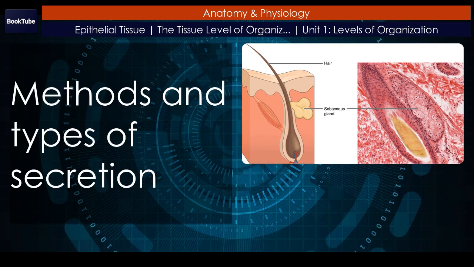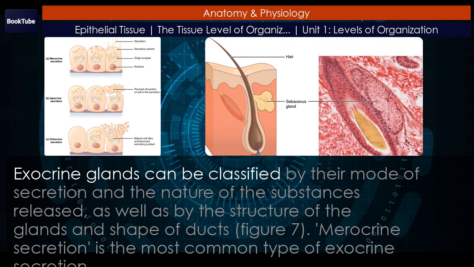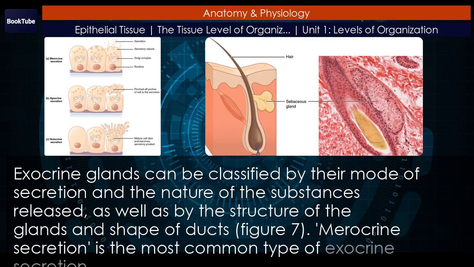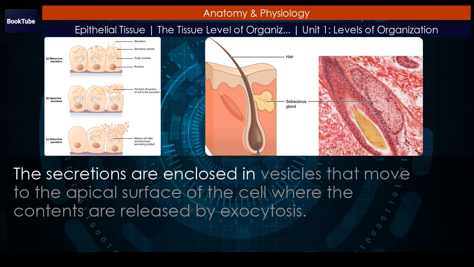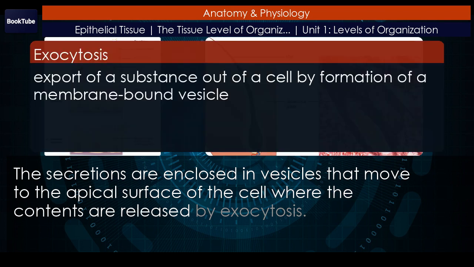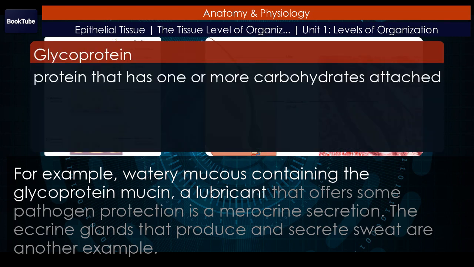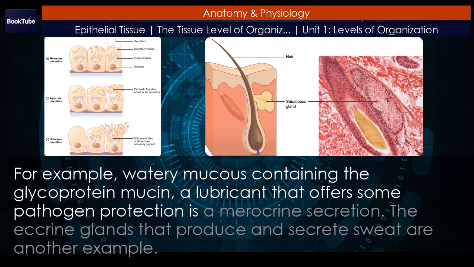Methods and types of secretion. Exocrine glands can be classified by their mode of secretion and the nature of the substances released, as well as by the structure of the glands and shape of ducts. Figure 7. Merocrine secretion is the most common type of exocrine secretion. The secretions are enclosed in vesicles that move to the apical surface of the cell where the contents are released by exocytosis. For example, watery mucus containing the glycoprotein mucin, a lubricant that offers some pathogen protection, is a merocrine secretion. The eccrine glands that produce and secrete sweat are another example.